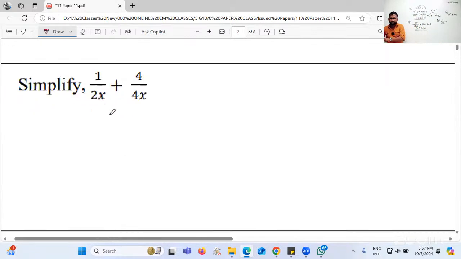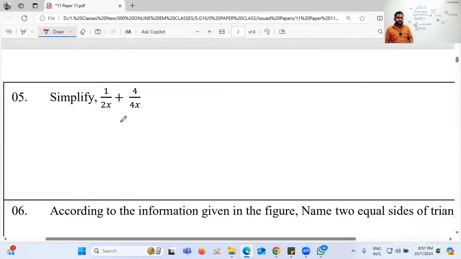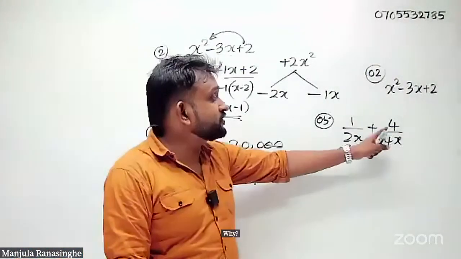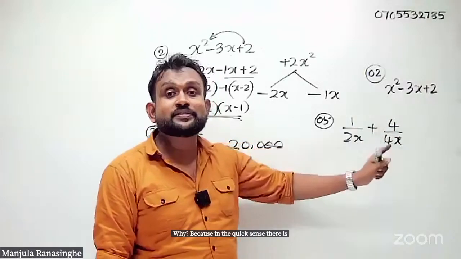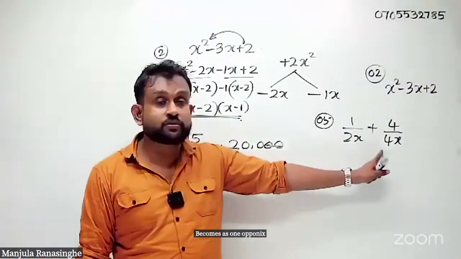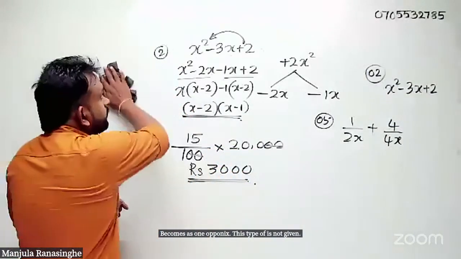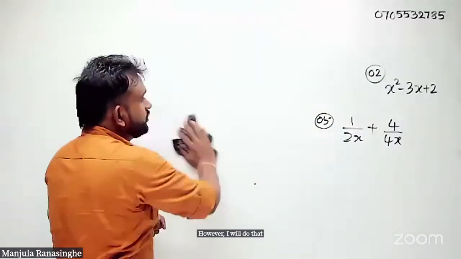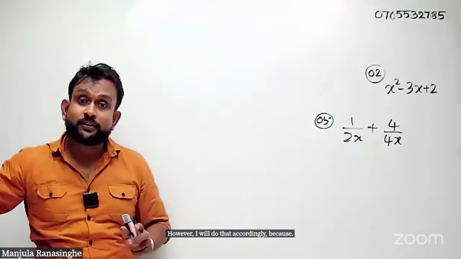Here 4 upon 4x is given, but this type of simplification is not given, because in the questions there is a simplification. The 4 cancels out and it becomes 1 upon x. So this type of question is not given. However, I will do it accordingly, because you may have done it that way.